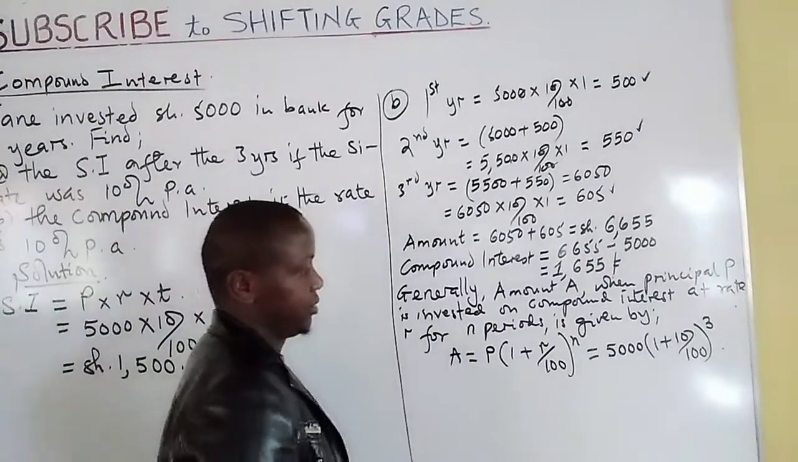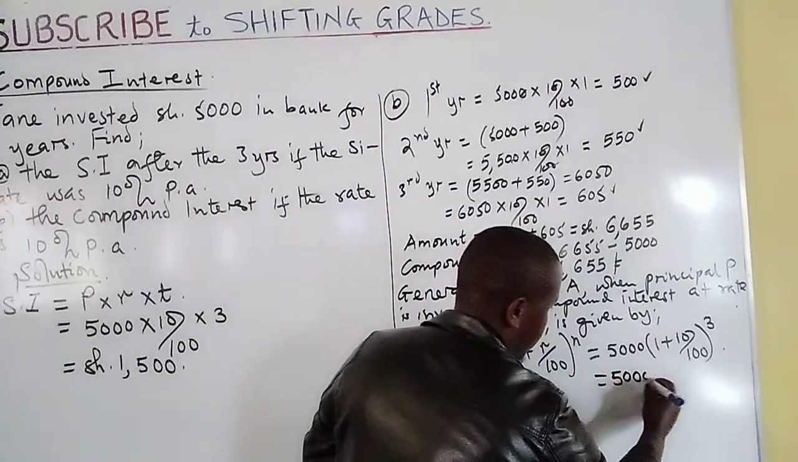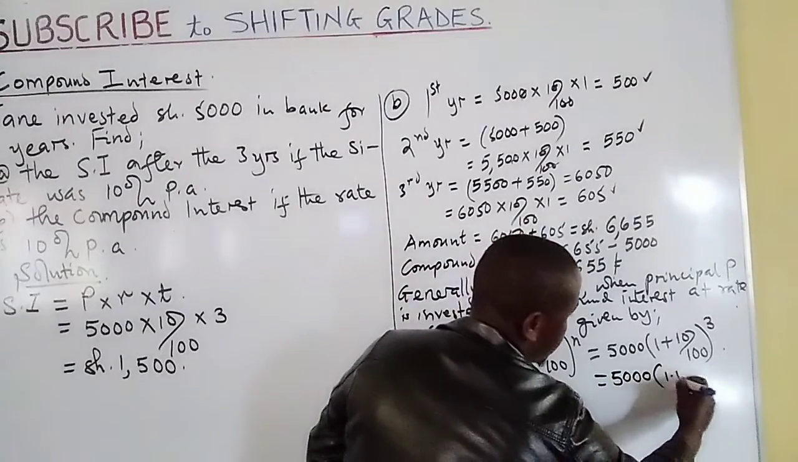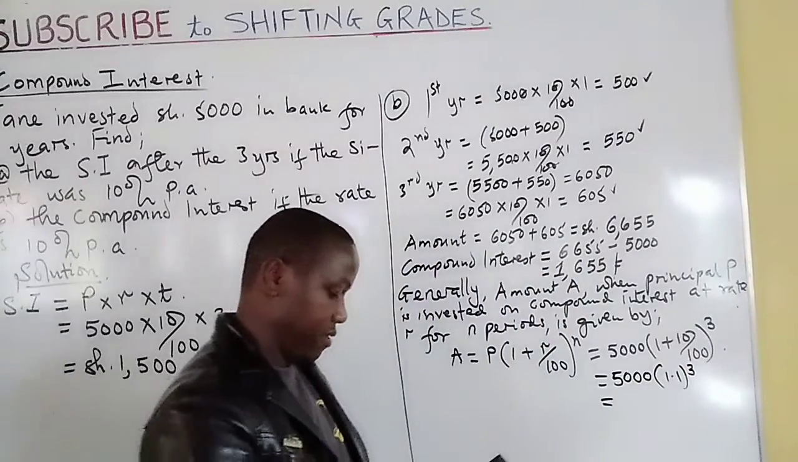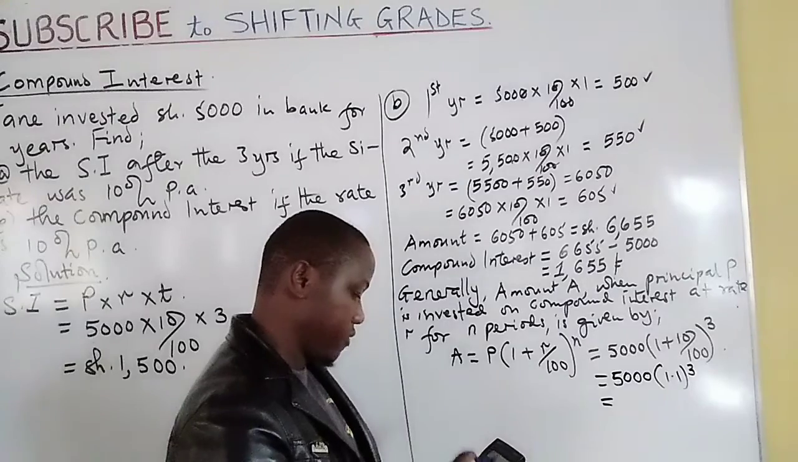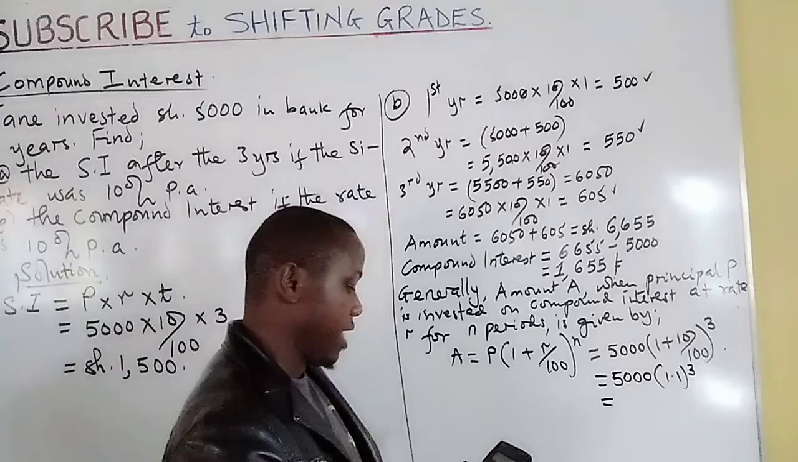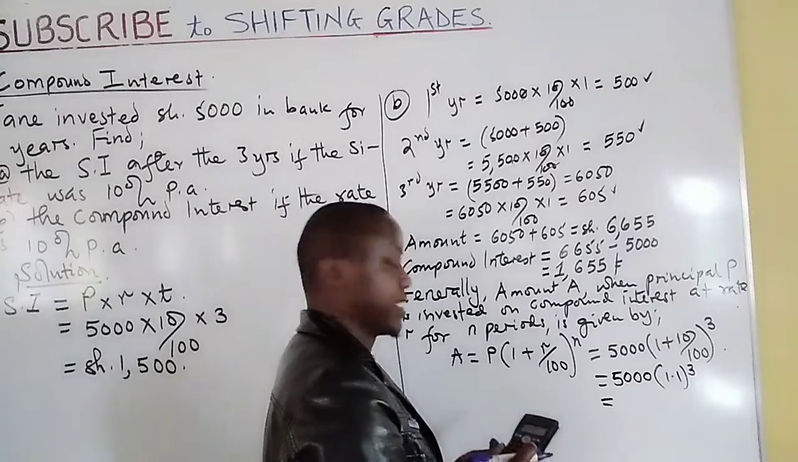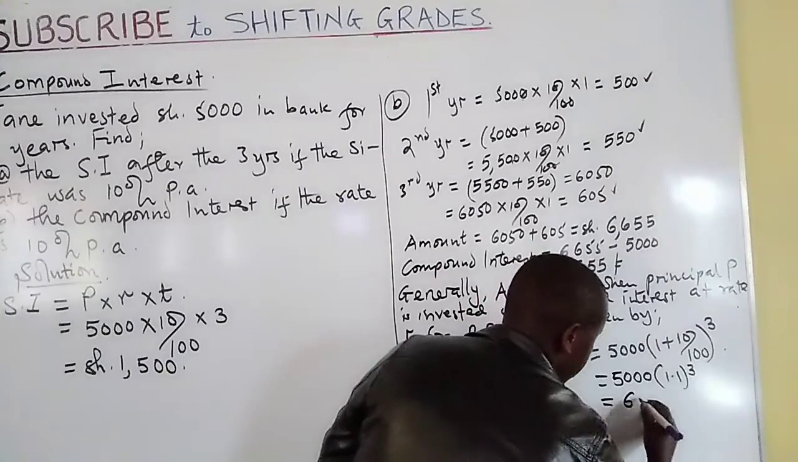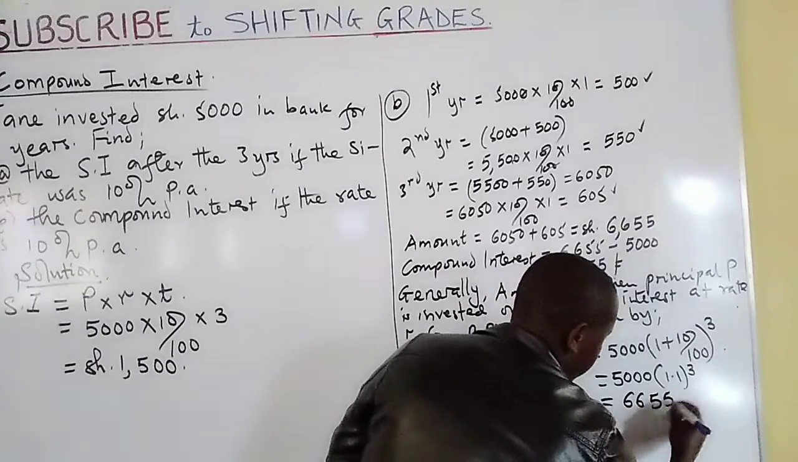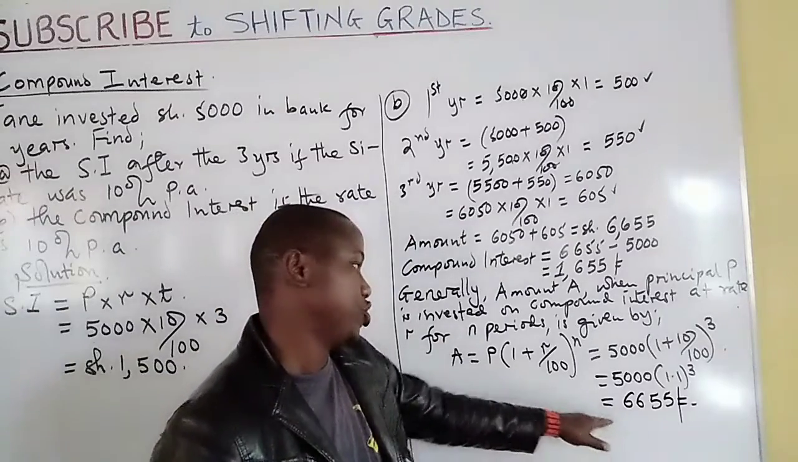Now we can calculate this amount: 5,000 times 1.1 raised to 3. Therefore, we have 1.1 raised to 3 times 5,000, and this gives us 6,655 shillings. So this is the amount which accumulates when you compute using this formula.